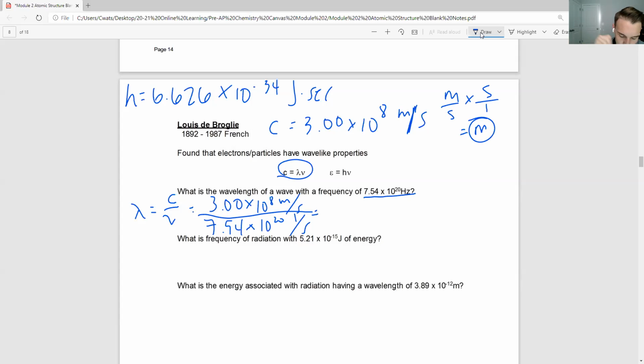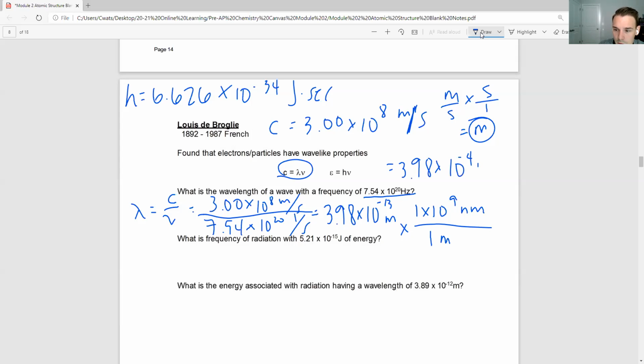When you do this calculation, pause here if you'd like to actually try it yourself, but everyone should be making sure that they can put this stuff in your calculator, especially with these exponents. It's going to be 3.98 times 10 to the negative 13th meters. And remember, typically wavelength is in nanometers, so I'm just going to do a quick conversion to put it into nanometers. And I'm going to write the answer right here on top. 3.98 times 10 to the negative 4th nanometers. Okay.